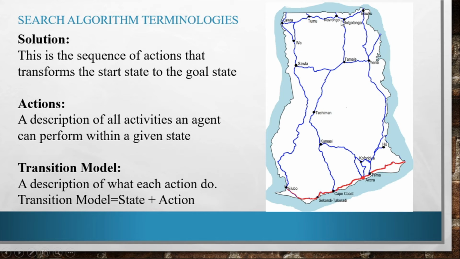So that becomes the transition model: a description of what each action does. And then the formula is state plus action. So transition model equals the state, that is the current state, plus the action the agent will take. That is a transition model.